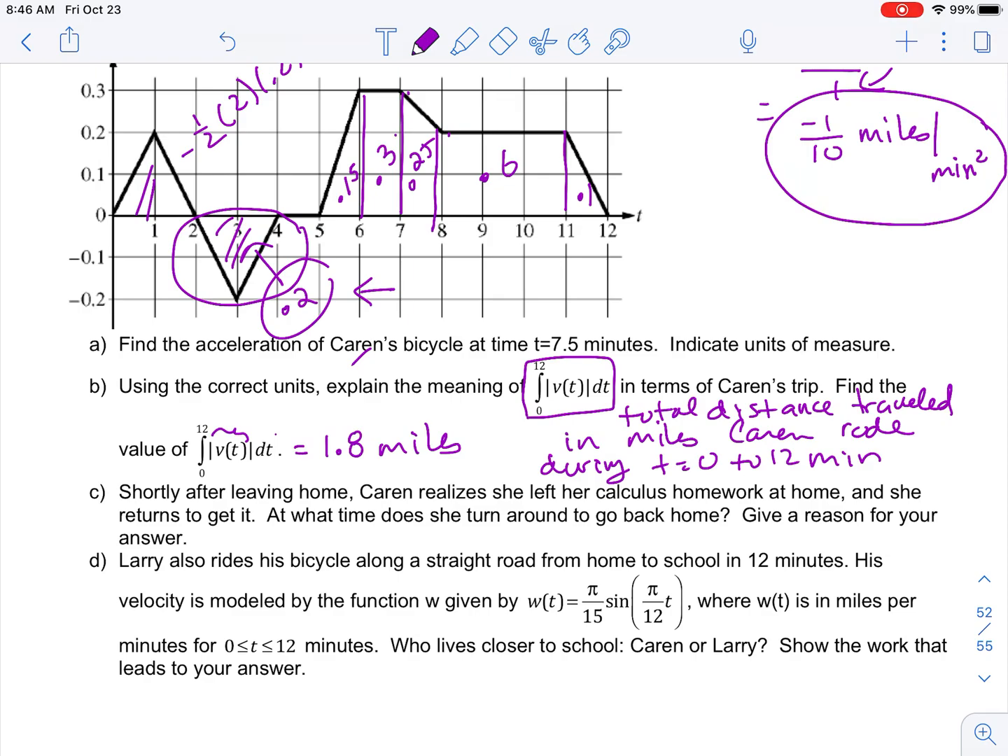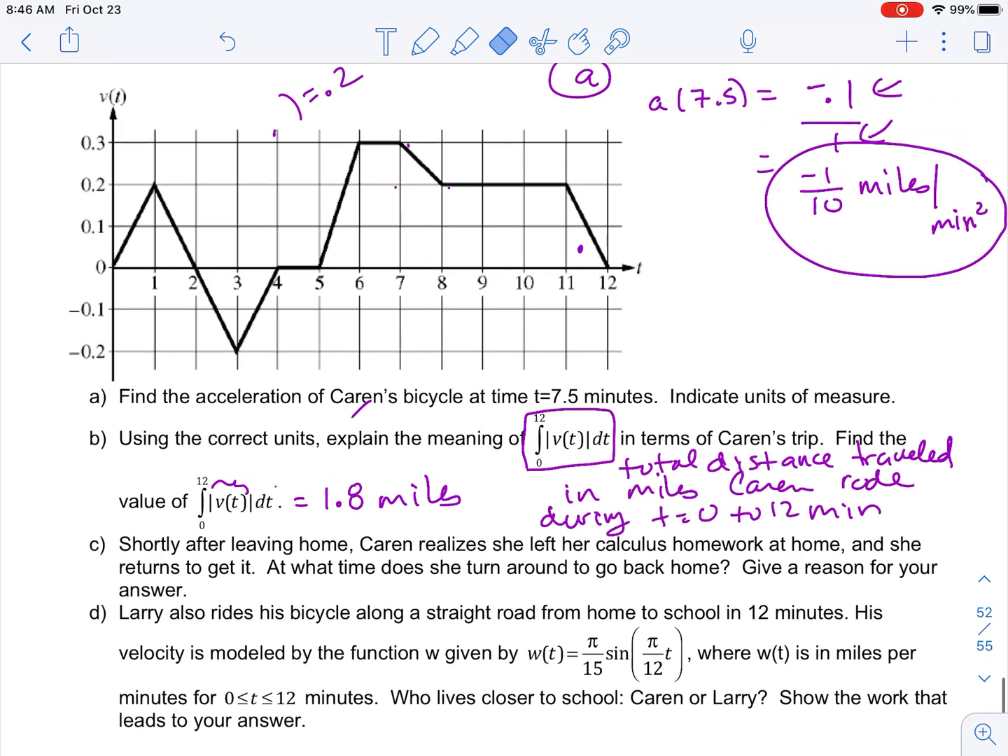Okay, part C. After leaving home, Karen realizes she left her calculus homework at home and she returns to get it. At what time does she turn around to go back home? So looking at the graph, remember, movement is given by the velocity function. So basically, when velocity is positive, we're only talking about her moving along a straight line, so going right and left. When the velocity is positive, it means that from 0 to 2 minutes, she was going right. And then when that velocity graph is negative, that means she's going backwards, the other direction, she's going left. So at t equals 2 is when she changes direction.